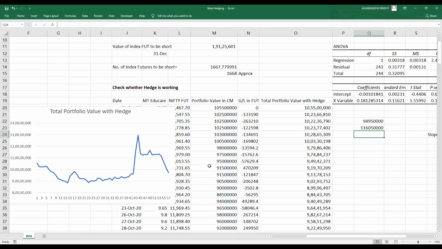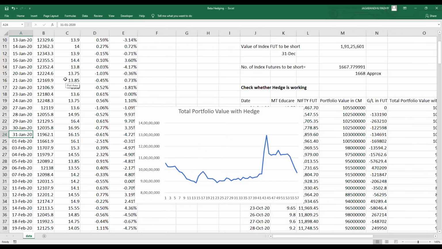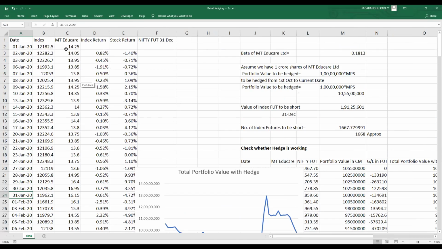Okay. So now I'm going to give you a task. I'll give you a company name, and moreover, I'll give you a small idea also. Nifty is okay. Over here, we used Nifty futures for hedging.